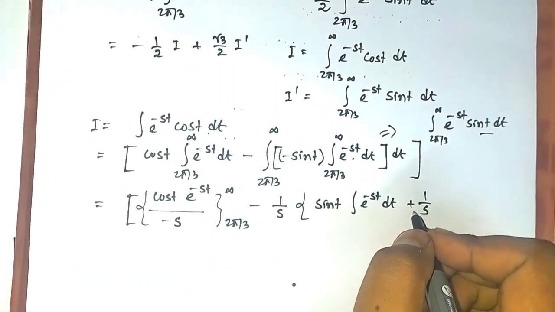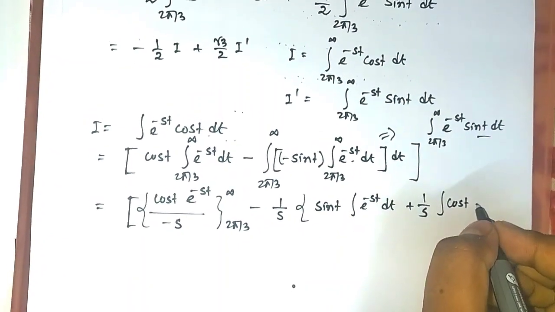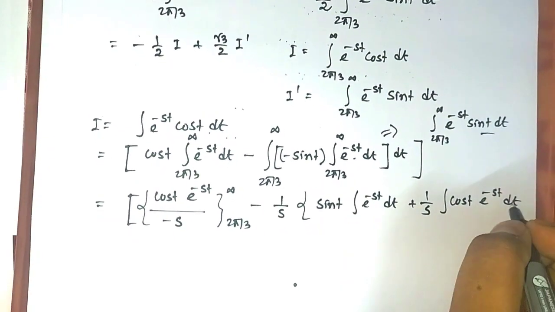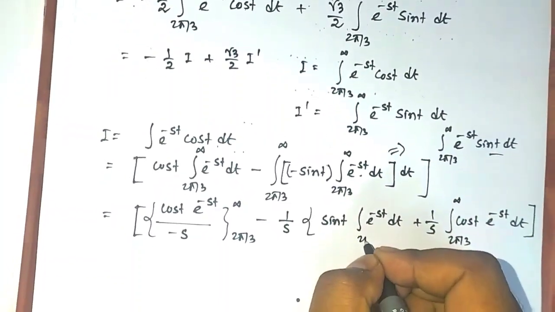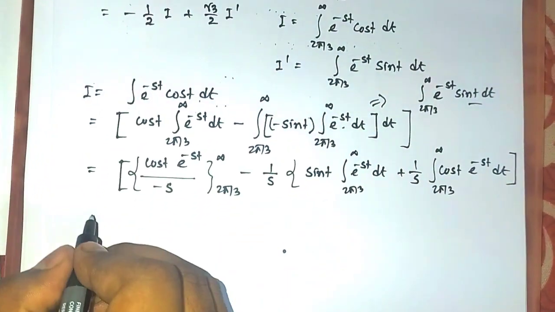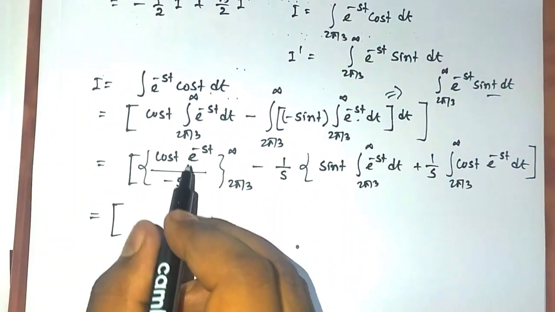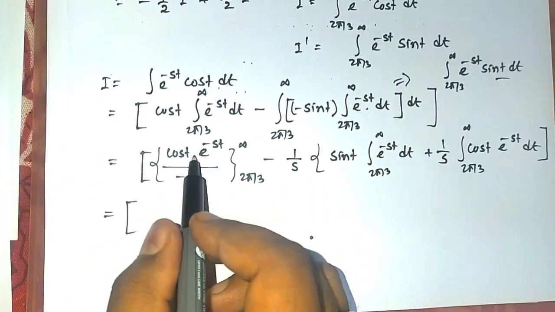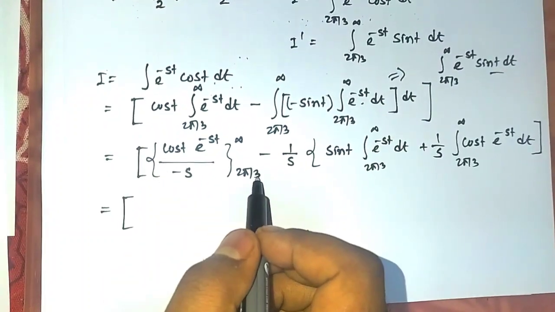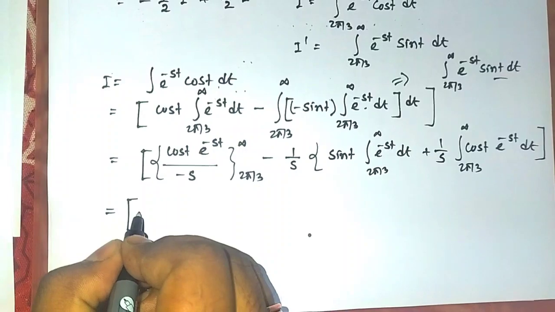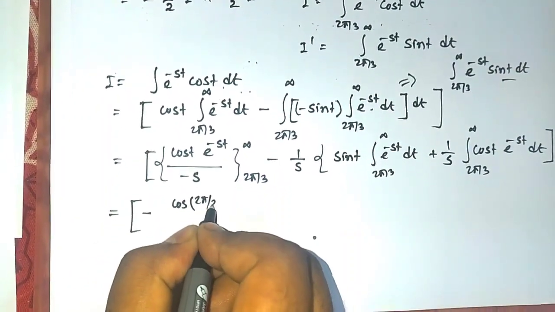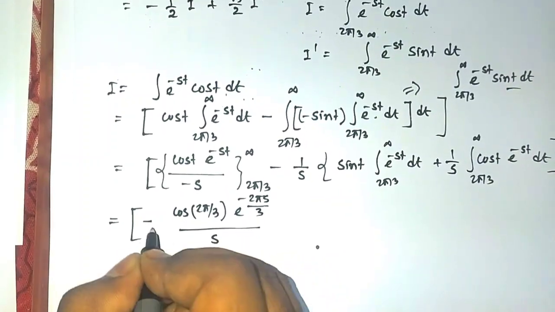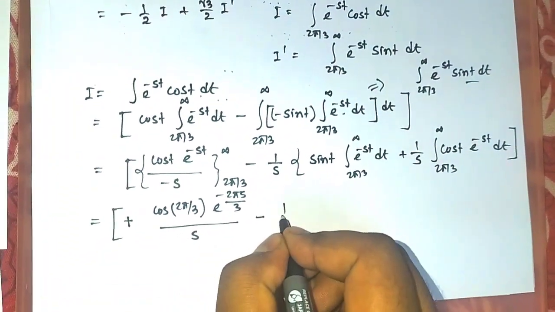Plus 1/s cos t e^(-st), and the integral of e^(-st) is e^(-st)/(-s), minus minus plus 1/s, dt, clear. The limits you all know, 2π/3 to infinity. Now if you substitute the values, e^(-∞) equals 0, so this term will be 0, minus the value at 2π/3 substituted. So here one term is minus cos 2π/3 e^(-2πs/3)/(-s), so plus, and minus 1/s.